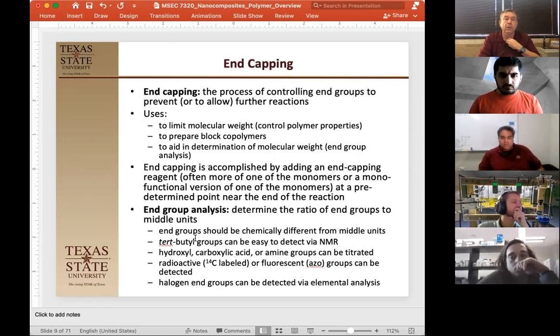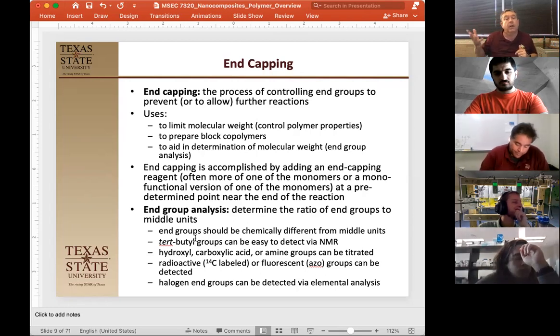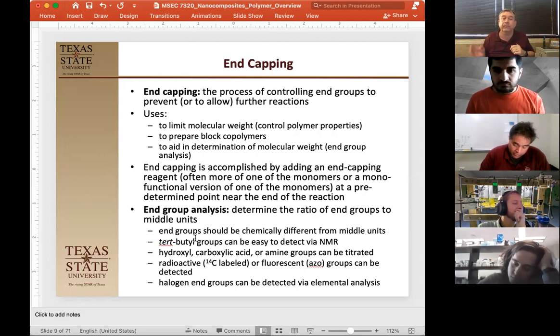All right, so another thing we can do is what we call end capping. End capping is more important when the end group is still functional. So let's say you have something like a polyamide, right? One of the end groups can be a carboxylic acid, or one of the end groups can be an amine. Well, amines will react with different things than carboxylic acids will. So sometimes you want to end cap those so they don't react further.